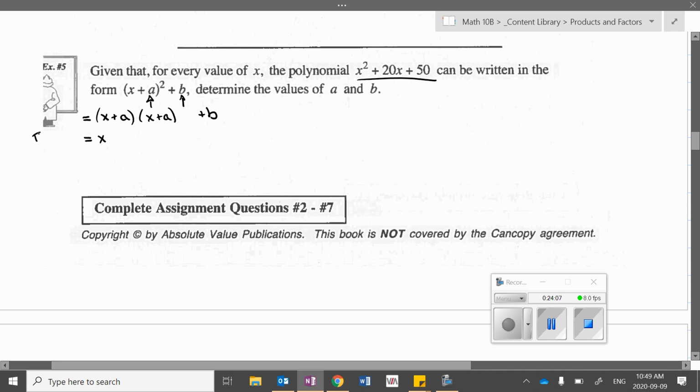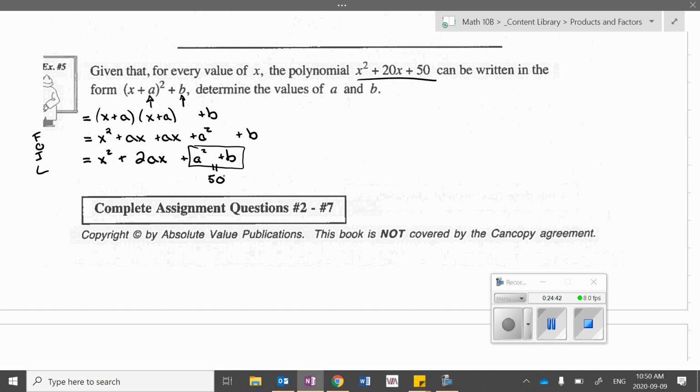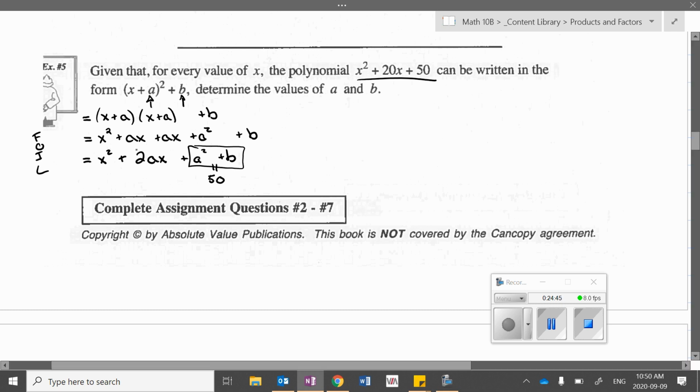So let's do FOIL, right? Every question you come across, try and do FOIL. So I'm going to get an x squared plus ax plus ax plus a squared, and then that b is still hanging out. So then let's simplify. I have two ax's. I know that this a squared plus b has to be equal to 50, because there's no x attached to it. So that's how I know that piece of it. I know the 2a has to be equal to 20.